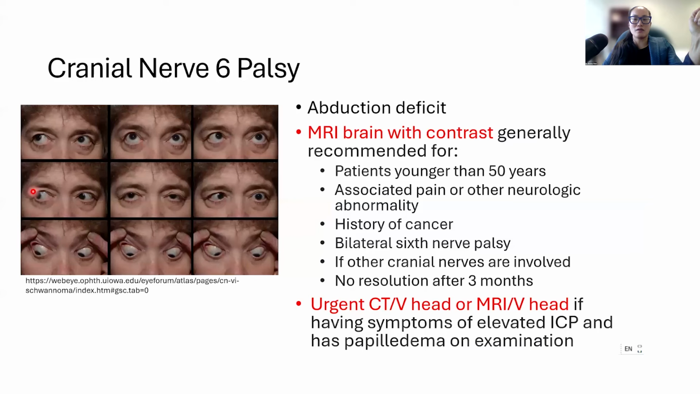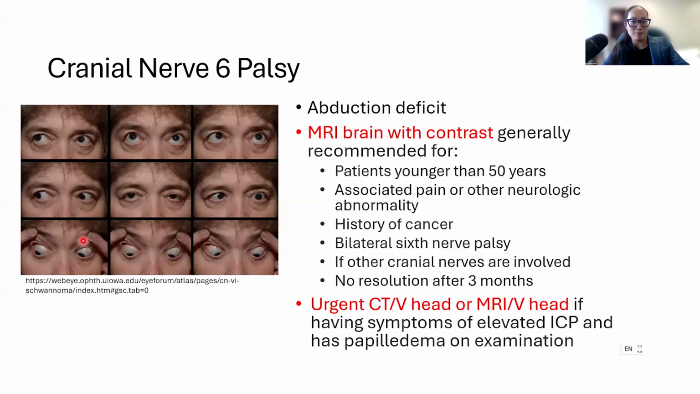And so generally speaking, neuroimaging is recommended if the patient is younger than 50, if there's associated pain or other neurologic symptoms, if there's a history of cancer, if it's bilateral, if any of the other cranial nerves are involved, or if it doesn't go away after 3 months, you're thinking about getting imaging.